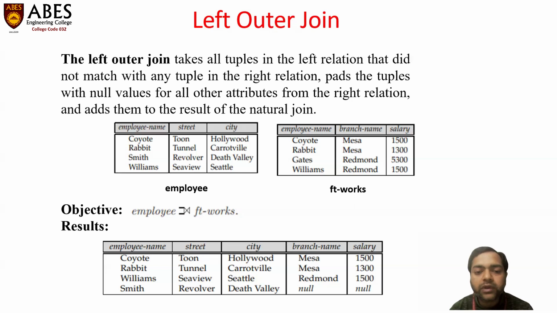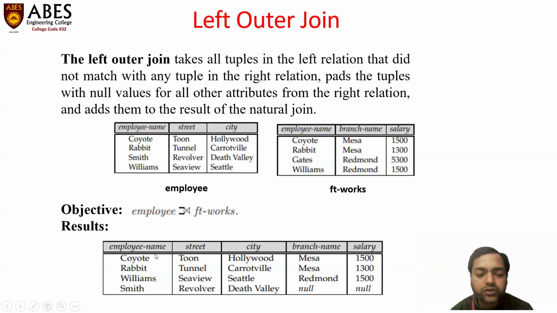If yes, we'll also include that particular missing tuple in the result of the relation, because that tuple does not have a match tuple in the other relation. So in that case we'll use null values here. Like in this case, we have two tables, employee and full-time works, and we have applied a left outer join. First of all, as we know, we will apply a natural join.